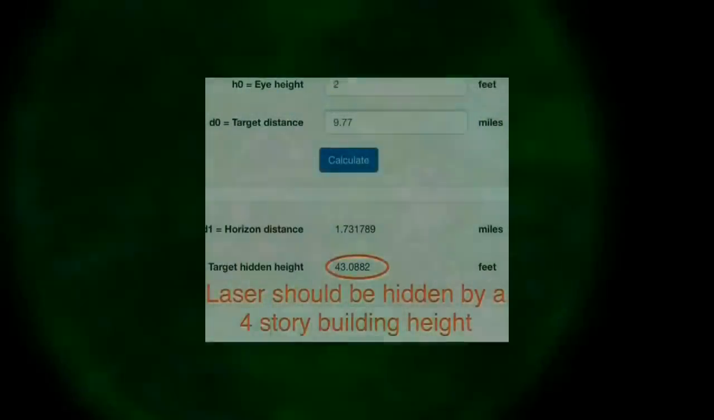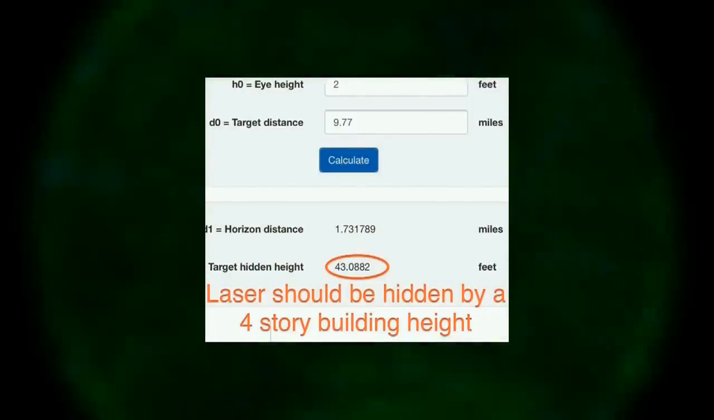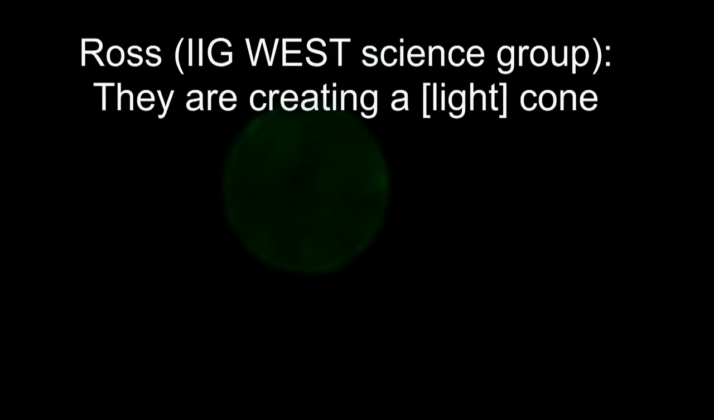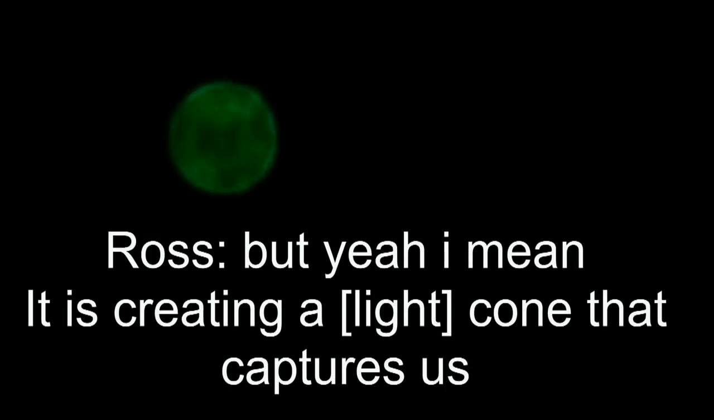We're about 2 feet off the ground right now. You're 2 feet off? We're about a foot and a half. Look at that, man. 9 miles. That is sweet. 9 miles, baby. No curve. That's really good. I know, it's a really big pond. So that's why we can't paint a building from one side to the other, because the light's not staying that close to the ground. Right. But yeah, it is creating a cone that captures us, and that's pretty cool.